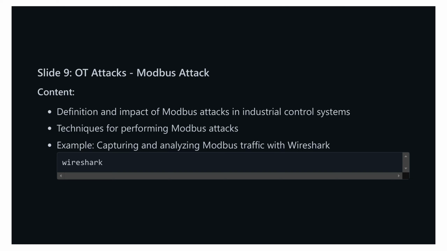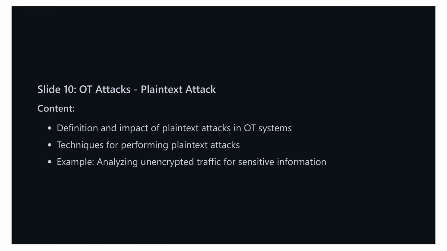In the next slide, we will move on to discussing plaintext attacks in operational technology systems, examining how unencrypted traffic can expose sensitive information and the techniques used to exploit such vulnerabilities. As we move forward from discussing Modbus attacks, where we looked at capturing and analyzing Modbus traffic with Wireshark, let's now delve into plaintext attacks in operational technology, OT systems, on slide 10.